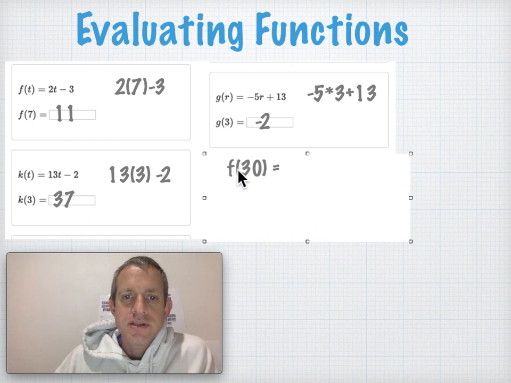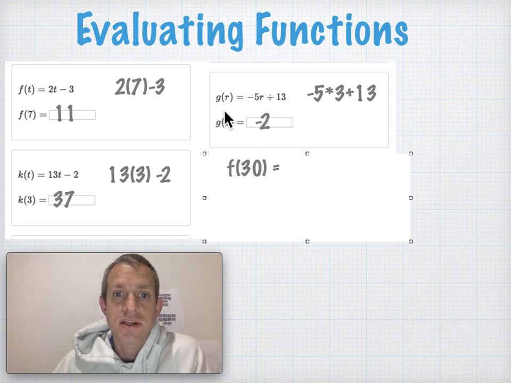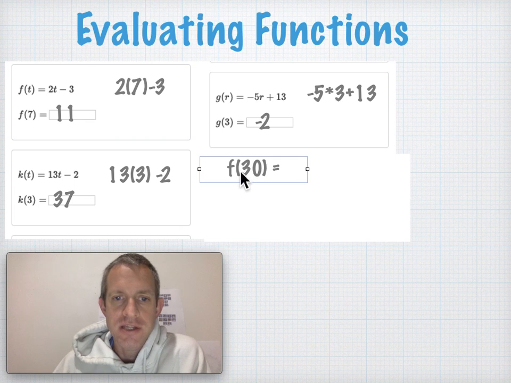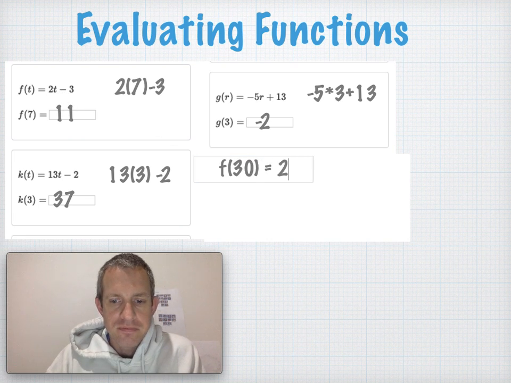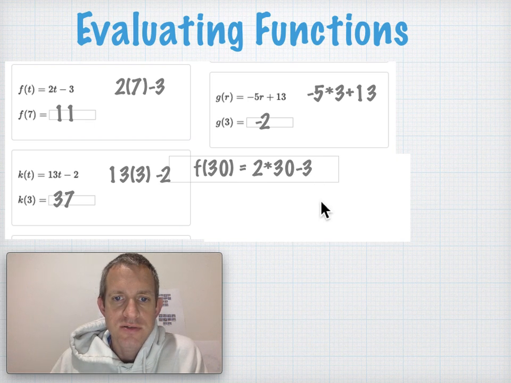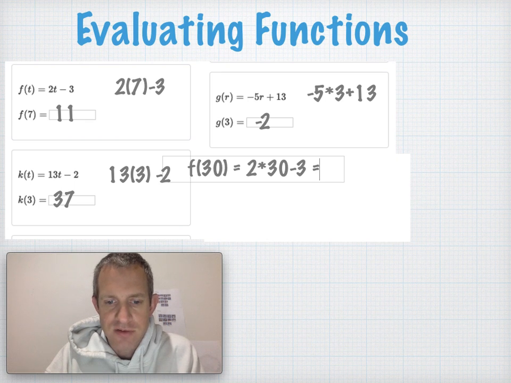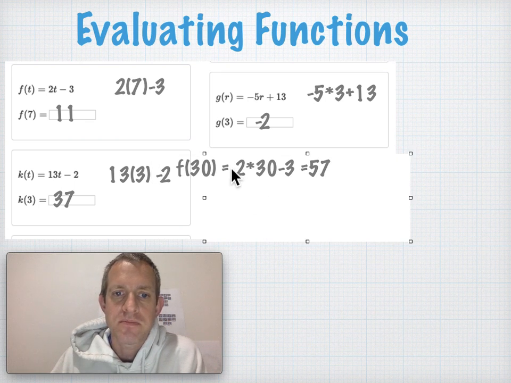And one other question. This says, what is f of 30? Here it's convenient that each of these machines had different names. This is saying put a 30 into the f function. The f function was this one, so I'm going to follow f's rule. I'm going to take 2 times 30 and subtract 3 from it. 2 times 30 is 60, and 60 minus 3 would be 57. So a final answer to that would be 57.